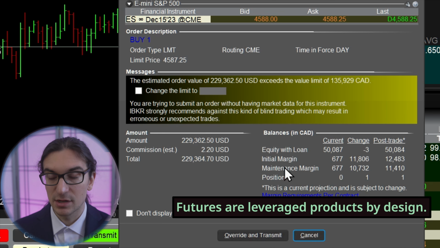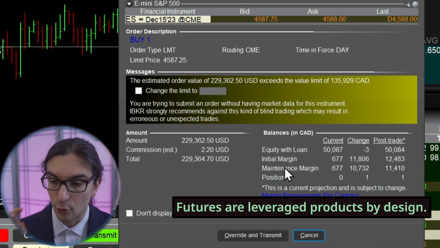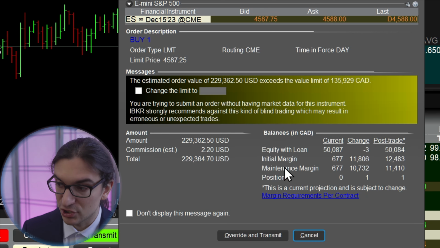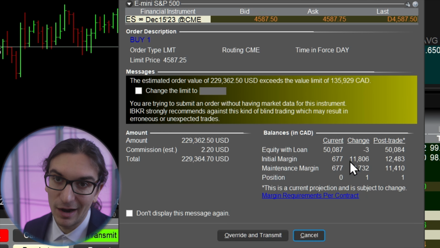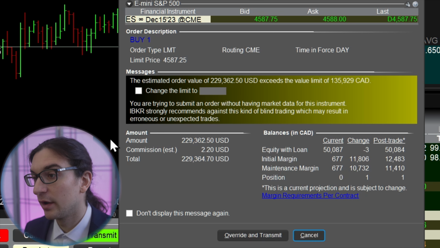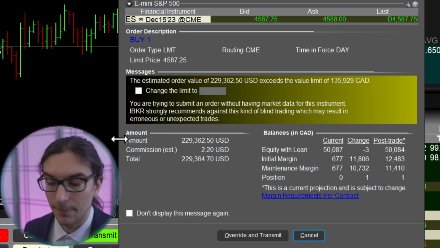With futures especially, because futures are already leveraged products. So this market trades on the Chicago Mercantile Exchange. Right away from the exchange, they're already leveraged products because the margin from the exchange might be anywhere between 5 to 20% of the notional value of the futures contract. You're not really going to have to put up more capital than that.